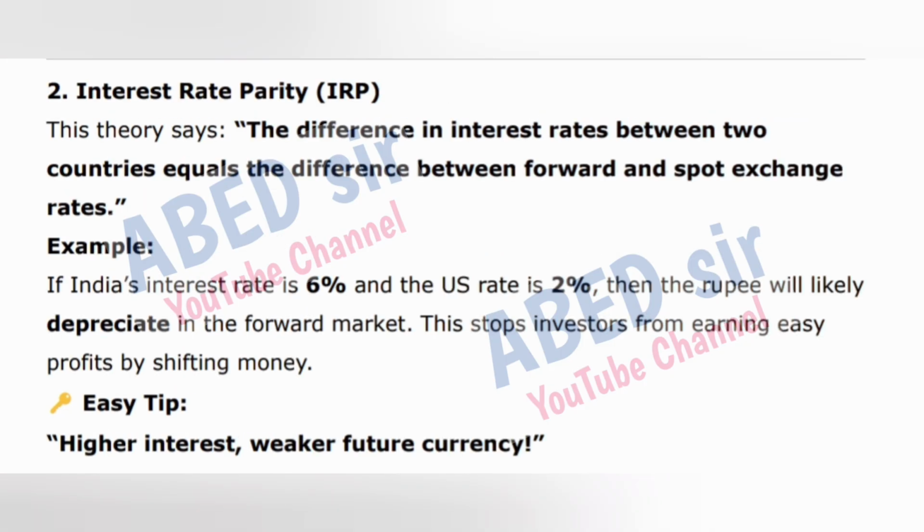2. Interest rate parity, IRP. This theory says the difference in interest rates between two countries equals the difference between forward and spot exchange rates. Example. If India's interest rate is 6% and the US rate is 2%, then the rupee will likely depreciate in the forward market. This stops investors from earning easy profits by shifting money. Easy tip. Higher interest, weaker future currency.